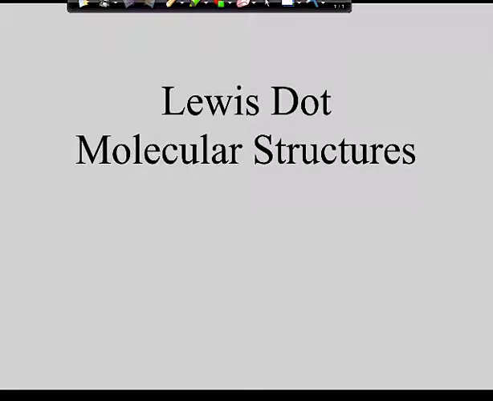Okay, so guys, this is what we are up to today. We are going to draw what are called Lewis dot molecular structures.